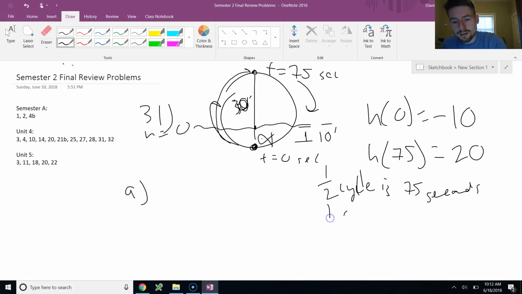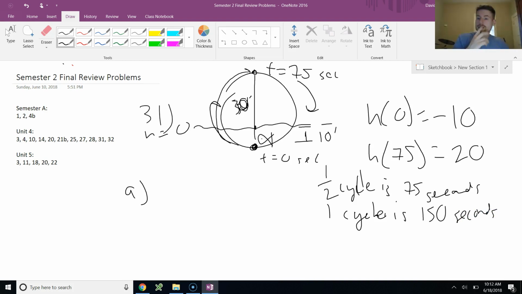Okay, so one cycle is 150 seconds. So it takes, what is that, 2.5 minutes for it to make one full revolution, 150 seconds. Okay, so let's go ahead and sketch this graph.